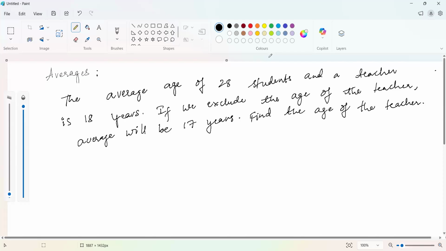So total number of observations is 29. 28 plus 1. Yes. So you have 29 values and average is 18 years. If we exclude one value, then average will become 17 years. We need to find that one value which has been adding to that increase of 1 in the average value. All of the students' average value for age is 28. Only for the teacher, it is different.